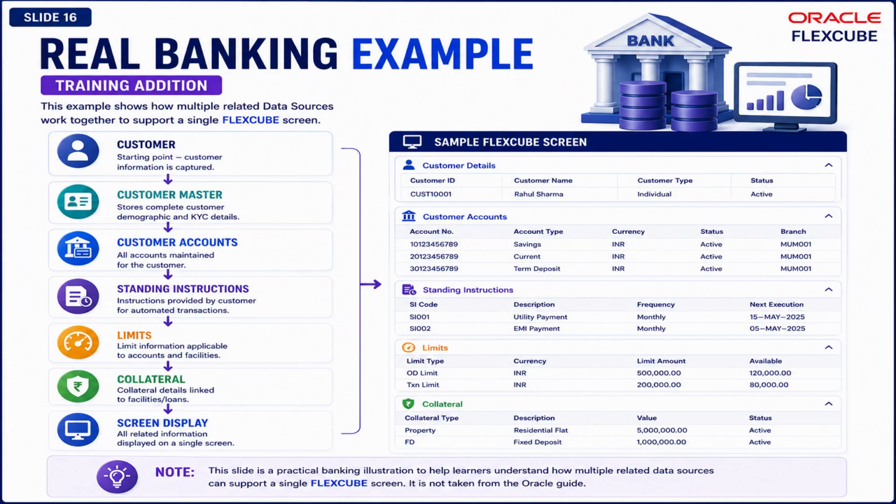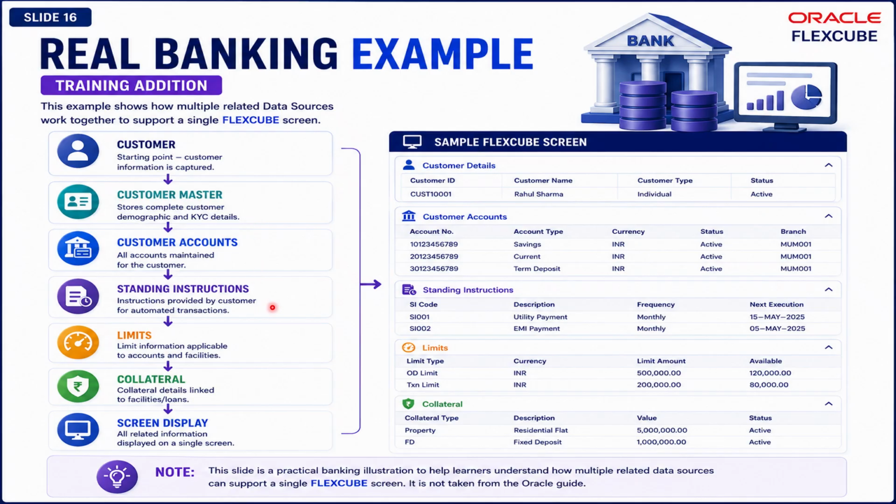Real banking example. Let us understand the concept through a practical banking example. Assume that we are designing a customer-related FLEXCUBE screen. The process begins with the customer. Customer master stores the customer's demographic and KYC-related information. Customer accounts contains the accounts linked to that customer.